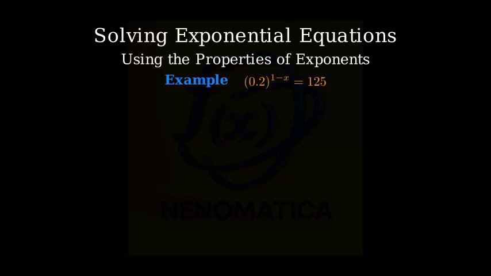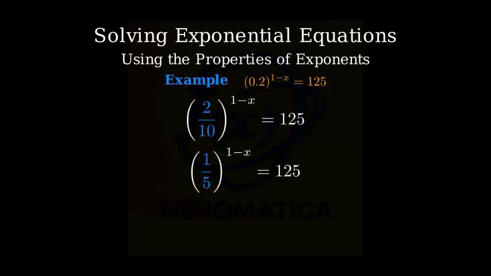Let's start by rewriting 0.2 as a fraction. 0.2 can be written as 2/10. Now, let's simplify this fraction. 2/10 simplifies to 1/5. Next, we'll write 1/5 using negative exponents. 1/5 can be expressed as 5 to the power of -1.